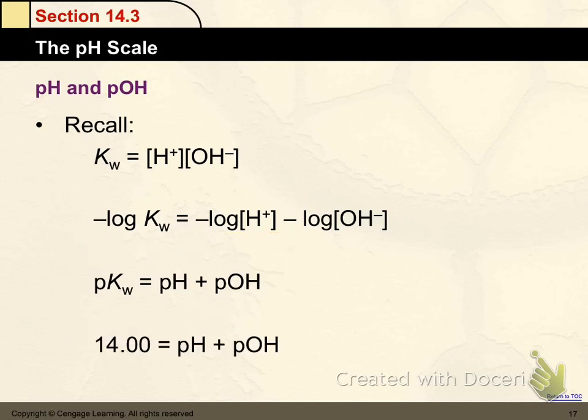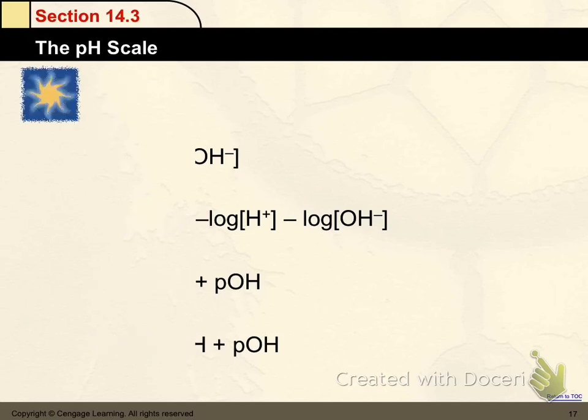And we know that Kw is 1 times 10 to the negative 14th, so pKw has to be 14. So 14.00 equals pH plus pOH. So if you know the pH of something, you can very easily find its pOH just by taking 14 minus that pH, and you figure out the pOH.